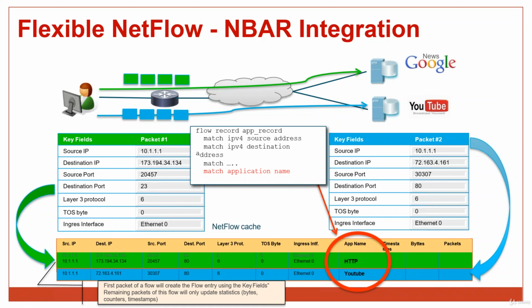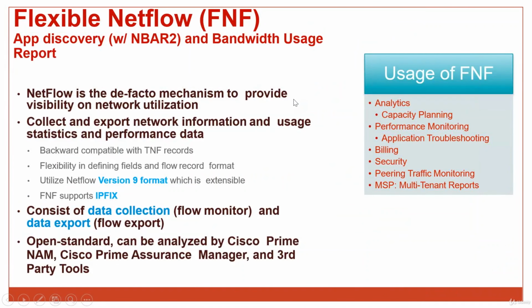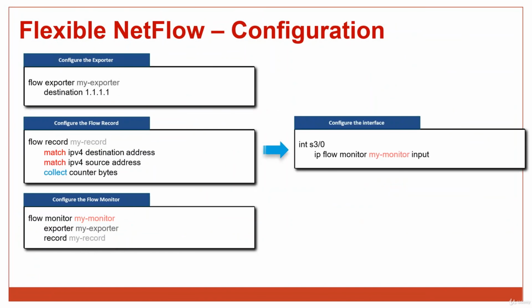So once they have the application matching criteria enabled inside the NetFlow, then they can hit and match that application. And in the flow, certainly you can see that you have the source IP, destination IP, everything, and then you have the application matching name as well. Okay, so that's the power we have with the integration of flexible NetFlow with NBAR. NBAR is giving us much more visibility inside the flow of that particular traffic.